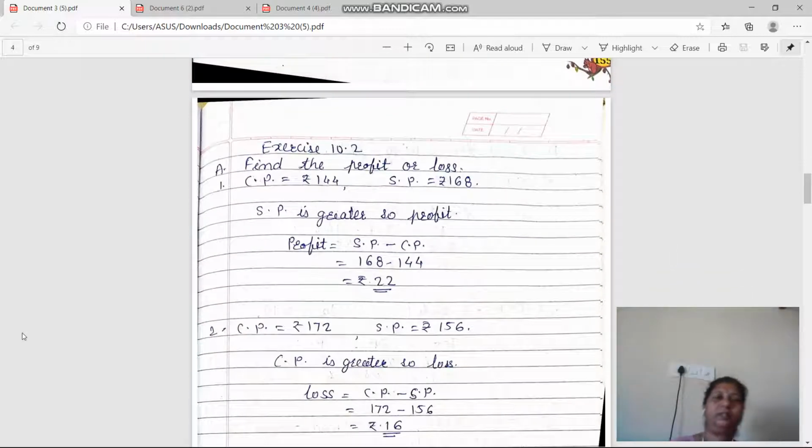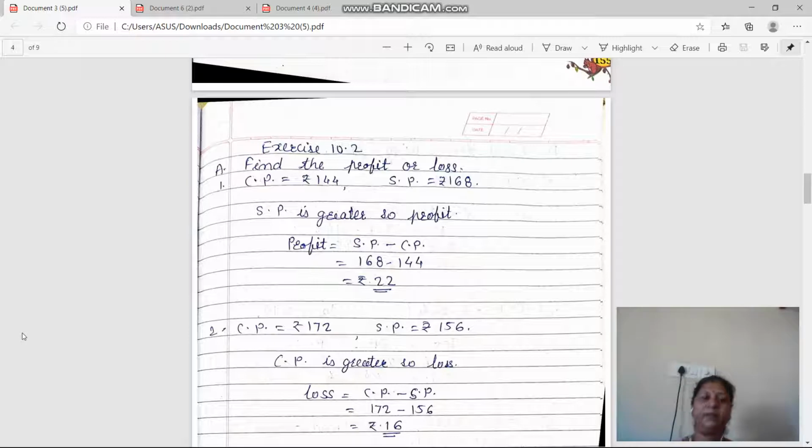Next thing, see exercise 10.2. If you are given the cost price and selling price and asked to find out profit or loss, first of all you have to think which price is greater. If selling price is greater, there should be profit. If cost price is greater, there may be loss. So see here, cost price is 144 and selling price is 168. So which is greater? Selling price, na? So 168 minus 144, we get 24. So 24 is the profit.